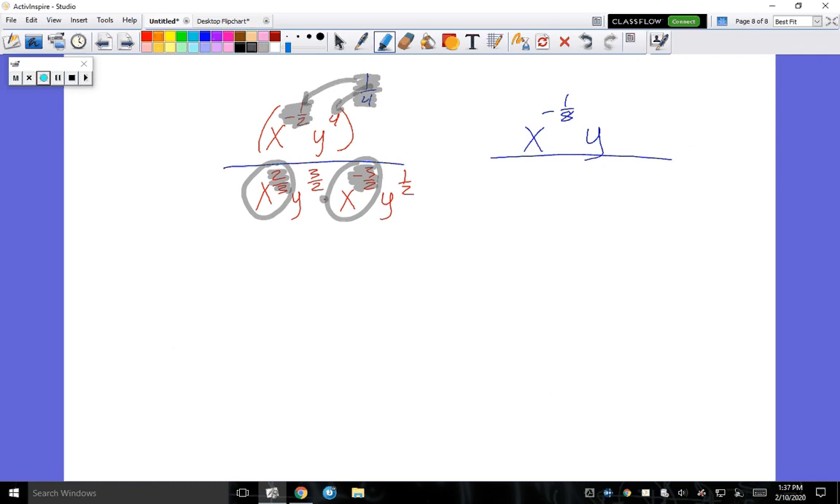Okay? Up top, it was a power raised to a power, and that looks like this. Here, we multiply. Power raised to a power, you multiply. But down here, when you're multiplying by bases, you are going to add those numbers.